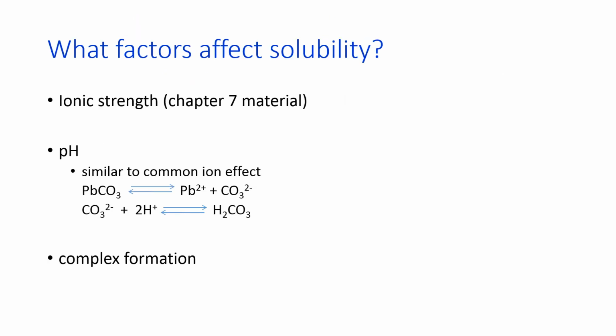Factors that affect solubility include ionic strength, which we will talk about in Chapter 7, but not for Exam 1, pH, which involves the common ion effect, and complex formation, if any. So we're going to talk about all these things briefly in Chapter 6, in more detail in Chapter 7.